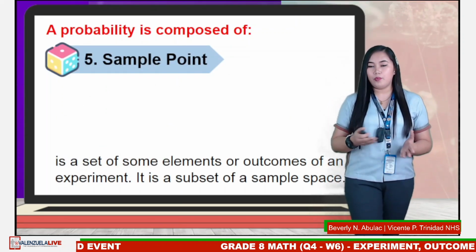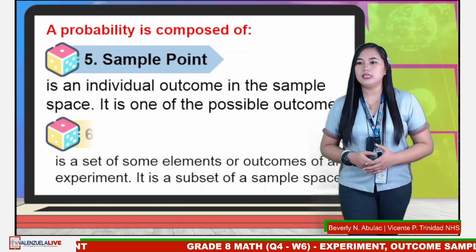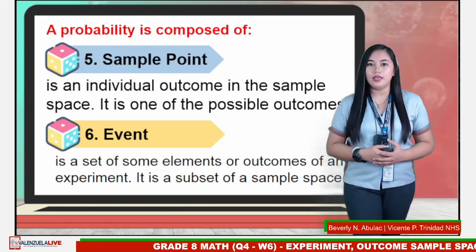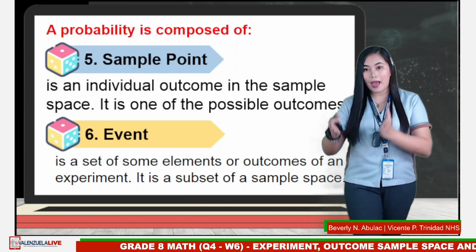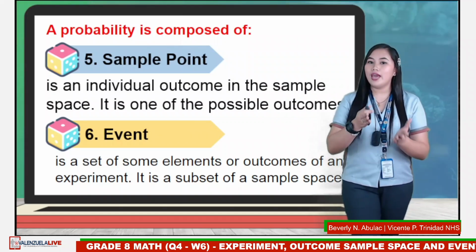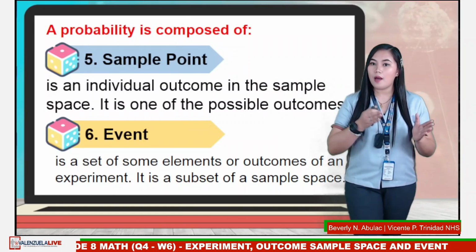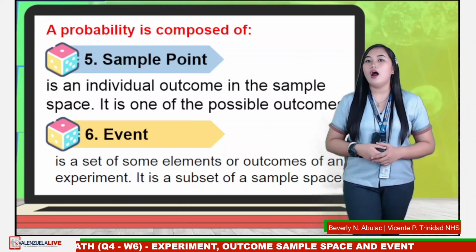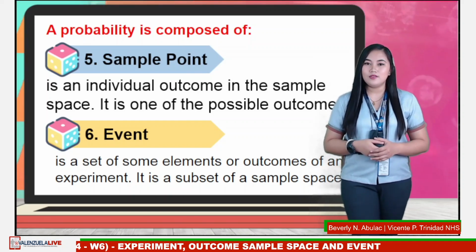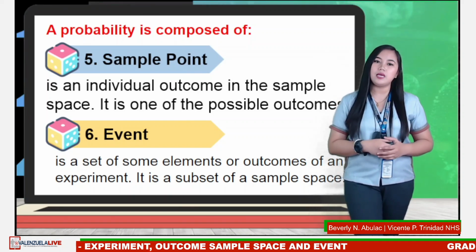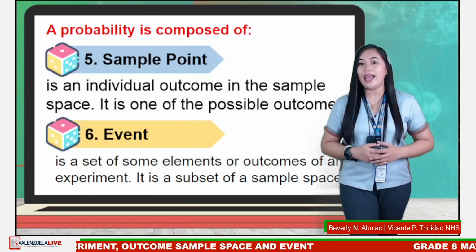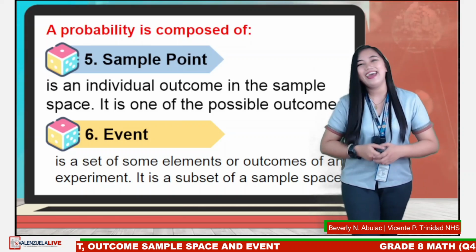Next, we have the sample point. Sample point is an individual outcome in the sample space. It is one of the possible outcomes. Event, on the other hand, is a set of some elements or outcomes of an experiment. So it is a subset of a sample space. It is not necessary to be the actual outcomes of the experiment.